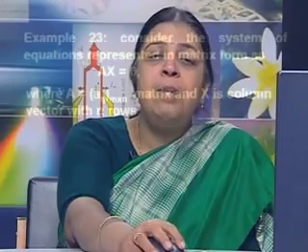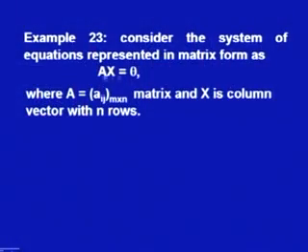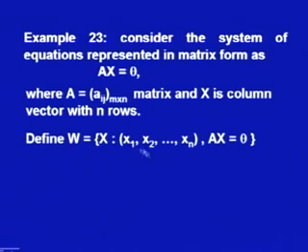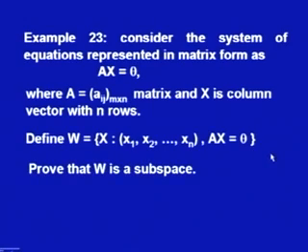Now, this is a slightly different example. Here I am considering the system of equations represented in the matrix form Ax is equal to theta. So, x is a column vector and theta is the null vector. So, if I consider A as a rectangular matrix of order m by n and x is a column vector with n rows, then one can define the subset W as all the solution vectors which satisfy Ax is equal to theta. Then we have to prove that W is a subspace.